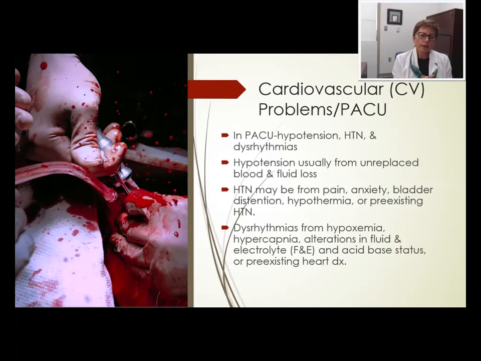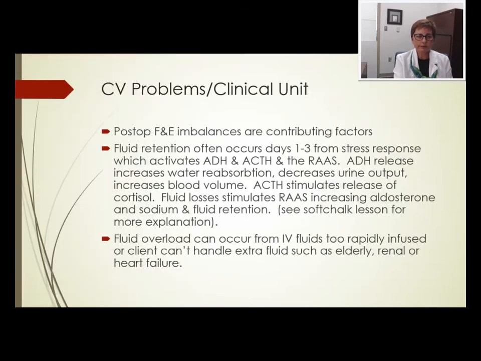And dysrhythmias can be from hypoxemia, so that's the oxygen level being low, hypercapnia, which is the CO2 levels increased, and that's because we're not breathing fast enough per minute. We might have alterations in our fluid and electrolytes. We might have alterations in our acid-base balance, or we could have pre-existing heart disease. So the patient has frequent PVCs, which is called premature ventricular contractions. So you might see that in PACU if they already have that.